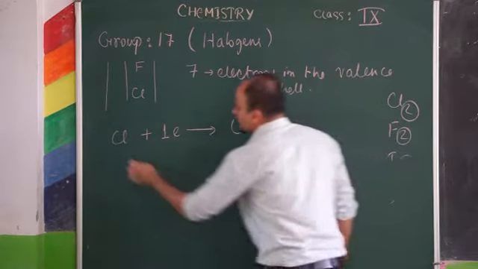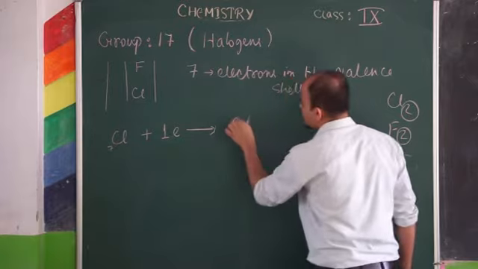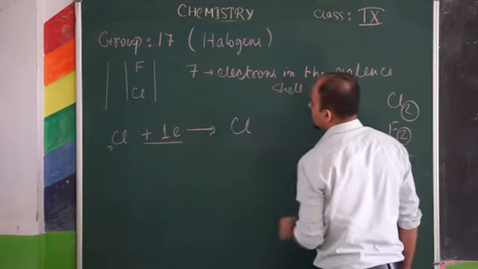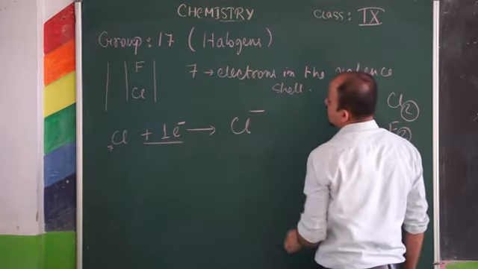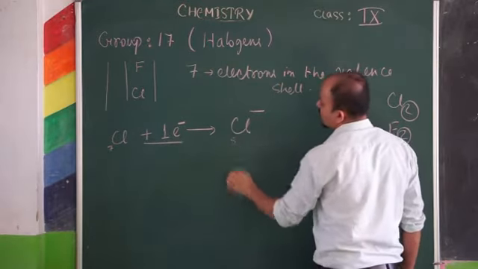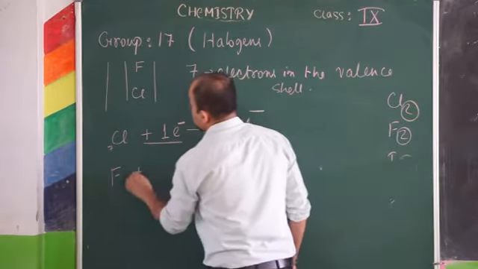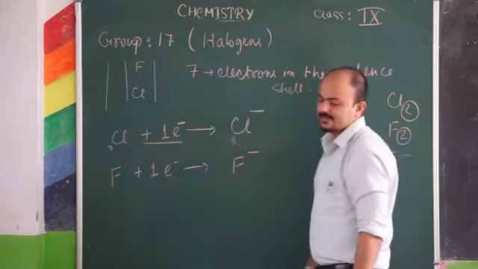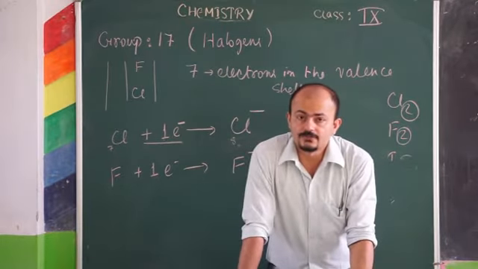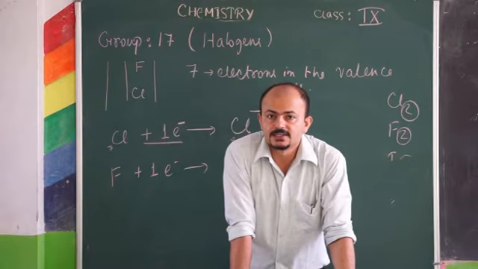Cl with 8 electrons. This has 7 electrons in the valence shell. Now this Cl, whenever it gains 1 electron, it becomes Cl minus, and now it has 8 electrons in the valence shell and becomes very stable. Similarly, all the halogens. Fluorine, whenever it gains 1 electron, becomes F minus and becomes very stable. They always form a uni-negative ion. Uni-negative ion means they carry a single negative charge.